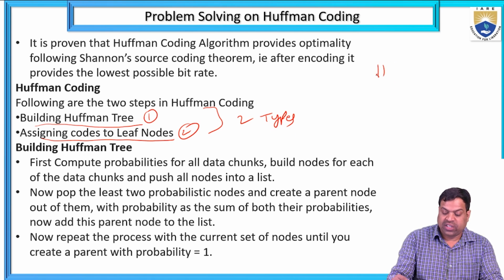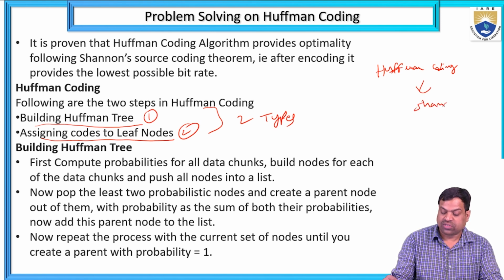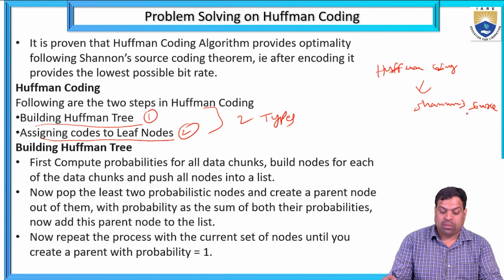So majorly, the Huffman coding algorithm provides optimality for Shannon's source coding. It provides the lowest possible bit rate. Okay, lowest bit rate.